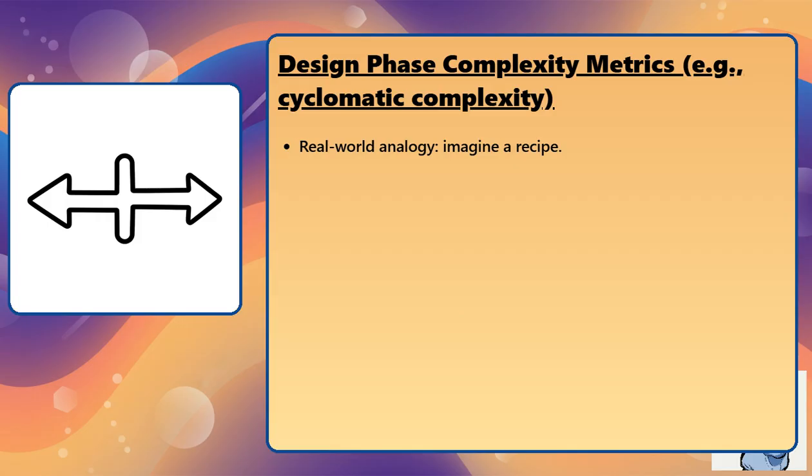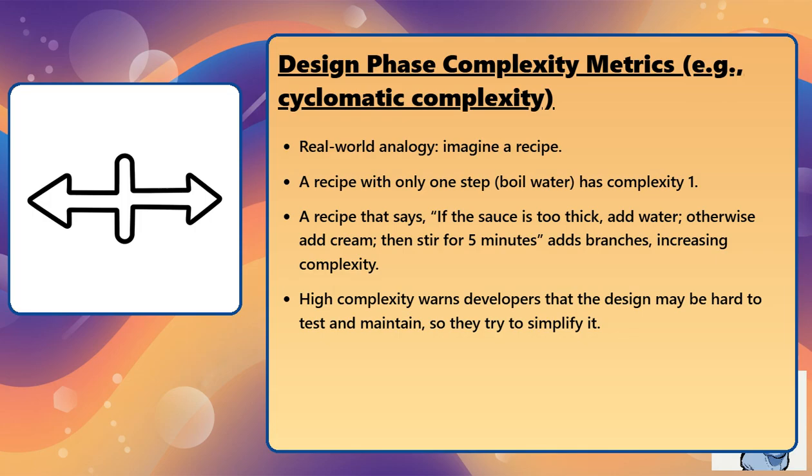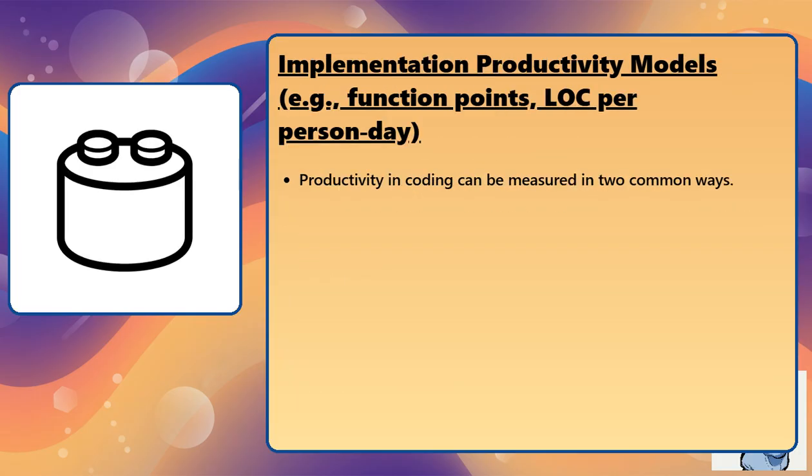Every if, while, or case statement adds to the count. Real-world analogy: imagine a recipe. A recipe with only one step, boil water, has complexity 1. A recipe that says if the sauce is too thick add water, otherwise add cream, then stir for 5 minutes, adds branches, increasing complexity. High complexity warns developers that the design may be hard to test and maintain, so they try to simplify it. Typical industry thresholds: 1 to 10 is low, easy; 11 to 20, moderate; greater than 20, high, needs refactoring.